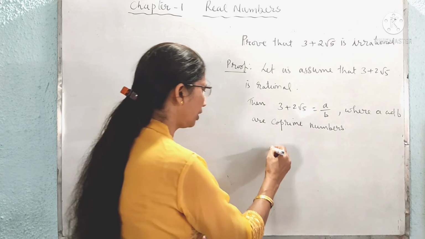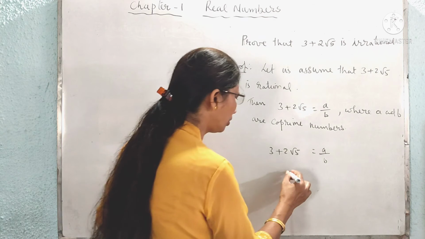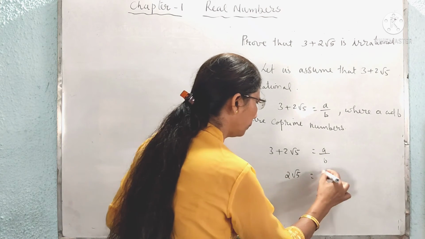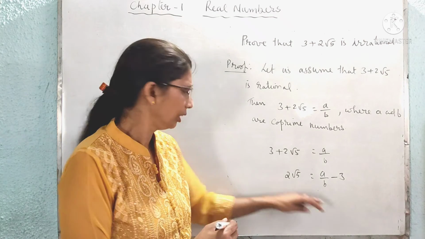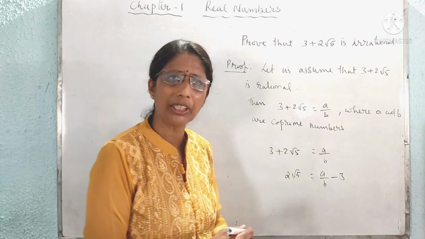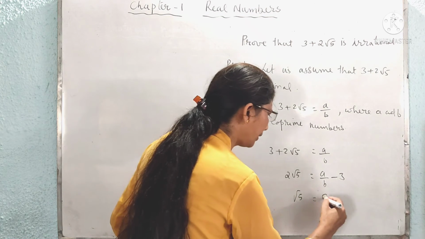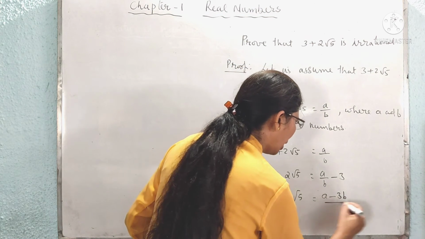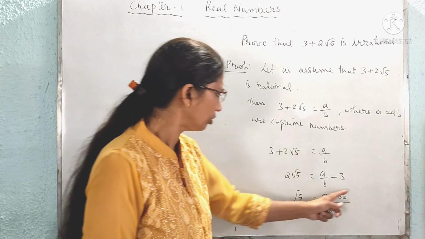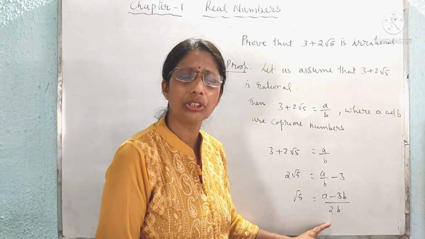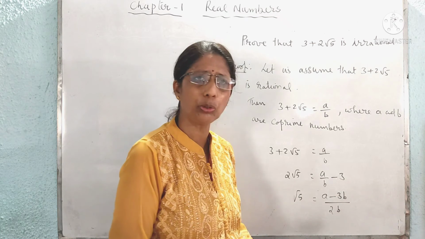Now we can take that 3 plus 2 root 5 equal to a by b means 2 root 5 equal to a by b minus 3. This way we can write 2 root 5 equal to a by b minus 3. Then root 5 equal to, we can take LCM, a minus 3b upon b, then 2 will come here, 2b. a minus 3b upon 2b. This is the value of root 5. Now what is a minus 3b upon 2b?